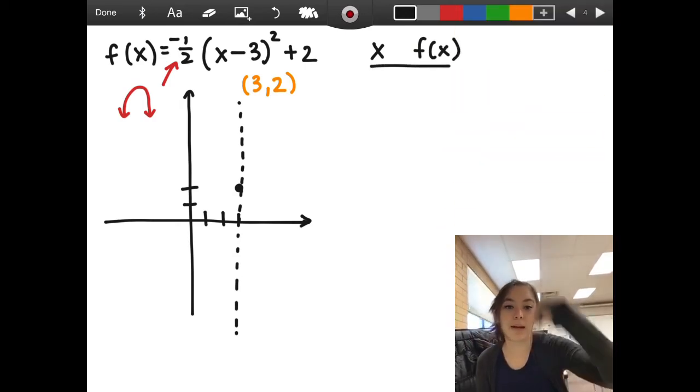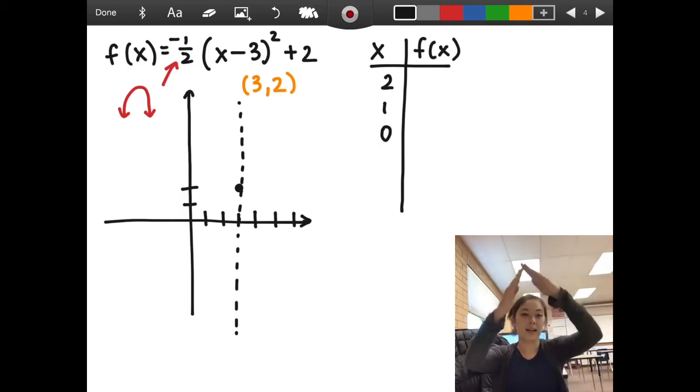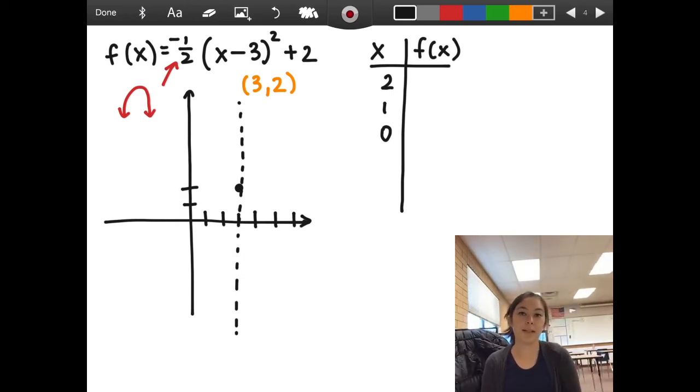That's going to come into play later when I'm making the chart. All right, so we already found the vertex. We don't have to worry about that. But we should come up with a couple more points. So I'm going to go ahead and do 2, 1, and 0 because of the symmetry. And then because I know those three points, I can just reflect them over and do the other three points.